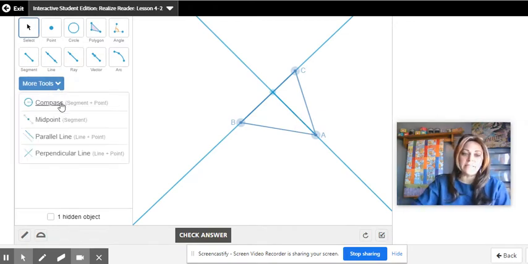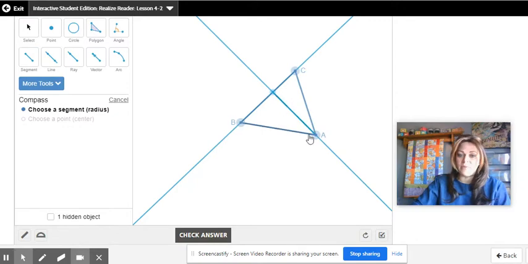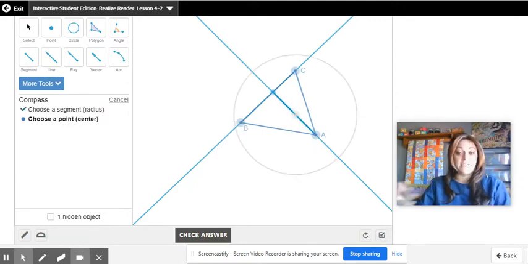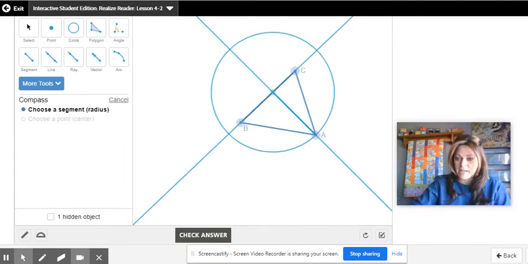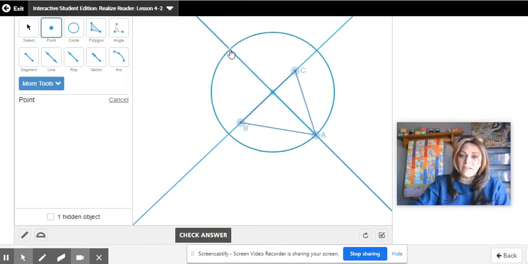I'm going to get my compass, and I'm going to say, I want a radius this big, that segment. That's the whole reason why I made the segment. So it matches the radius, and I'm going to move the center to that point on the line of reflection. Notice the circle is as big from the line of reflection to point A. And then I need to get a point right here. This point is A prime, the reflected version of that point.